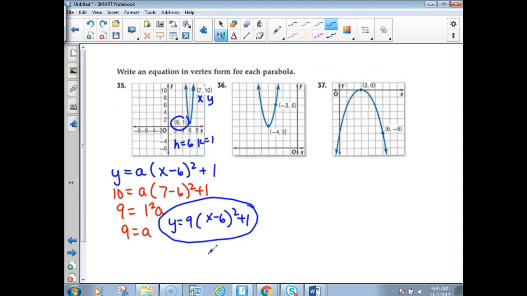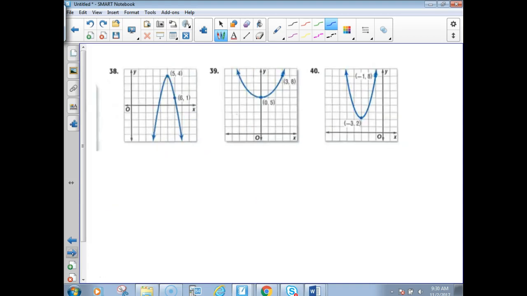Okay, so does someone have another one they want me to do? Julian? Okay, 39. Doing the same process as I just did to find A. First, I'm putting in the vertex, which the x part's a 0, the y part's a 5, or the k value's a 5. h is 0, k is 5. Now I'm going to put in the point, 3, 8. So 8 goes in for y, 3 goes in for x, and then solve for A.